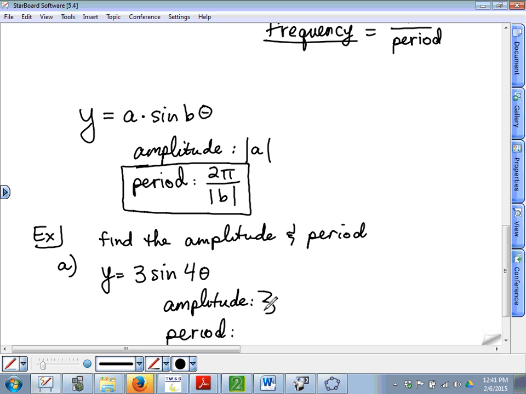Snailed it. That's from Turbo, by the way. Thank you. Pi halves. What do you guys think? Pi halves. It is the correct answer. Okay, because the formula says it's 2 pi divided by the value of b. In this case, b is 4. 2 pi over 4 is pi halves.